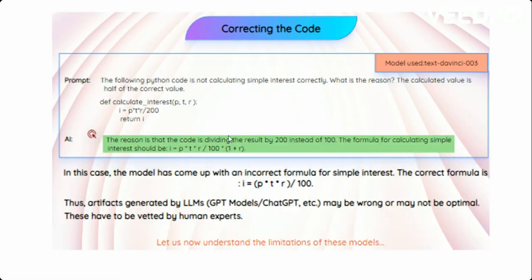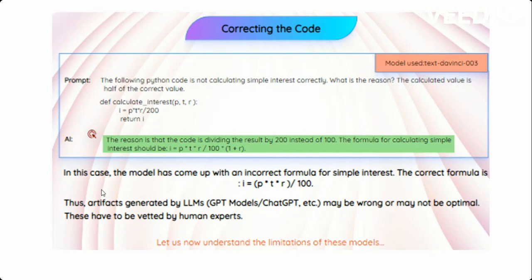Correcting code may sometimes fail. Here you have simple interest, and it will give you a result, but it is not able to correct it. Here, see, the Python code is not calculating the simple interest correctly. The calculated value is half of the correct value. You have given the function, so the AI should give you the correct thing, but the AI is also giving P into T into R by 100 into 1 plus R. This formula is not actually giving the simple interest. This is where the limitation of AI models comes in.